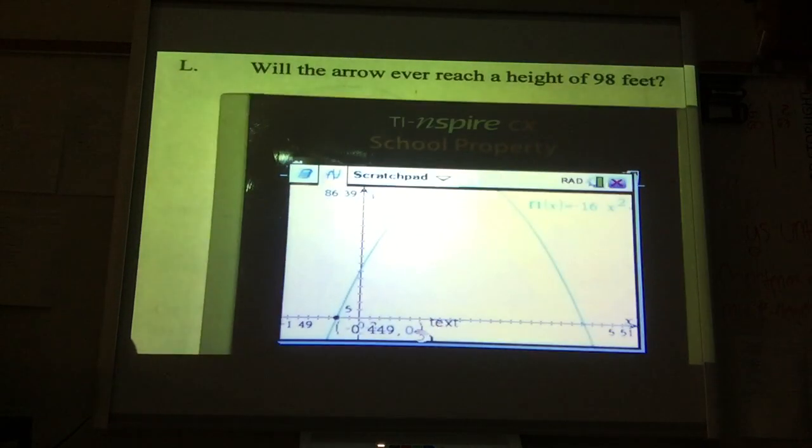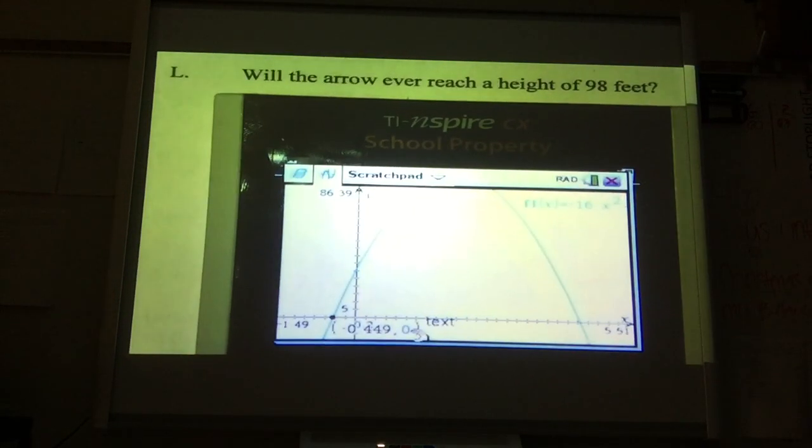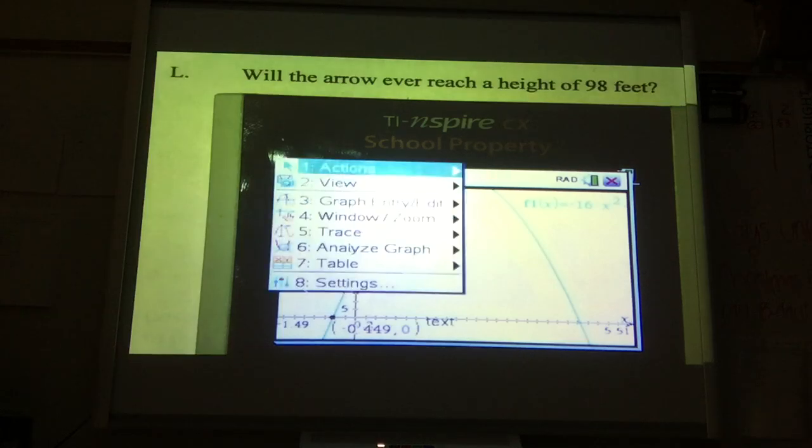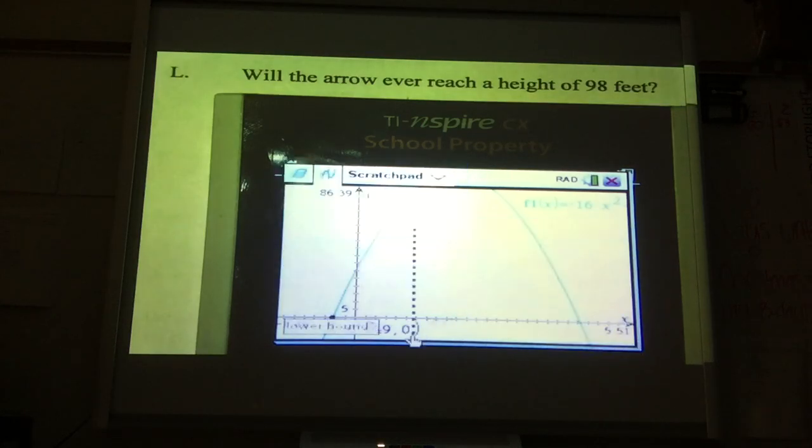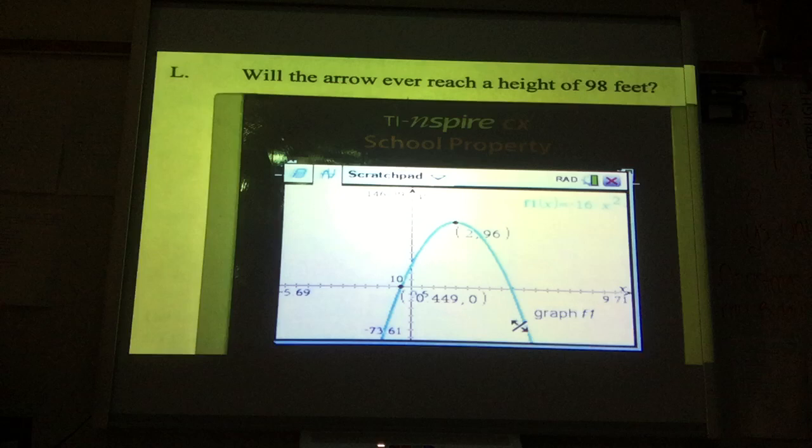Lastly, will the arrow ever reach 98 feet? No, we can show that by just, again, analyzing the graph, looking at the maximum. That vertex actually reaches the maximum height of 96 feet. So will the arrow ever reach 98 feet? No, the maximum height is only 96 feet.